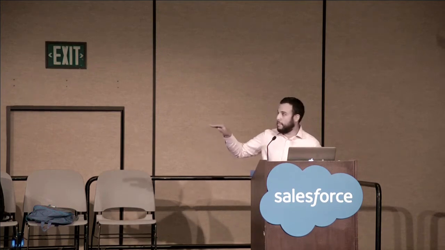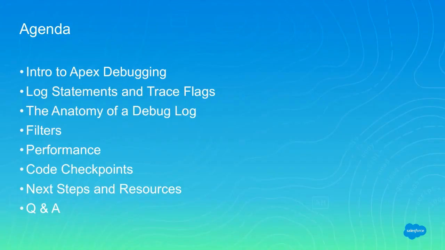So the first thing we'll do is an intro to Apex debugging. Then we'll look at log statements and trace flags. We'll check out the anatomy of a debug log, see what goes into a debug log. We see that big output of information, but we don't always know what all of that stuff means. We'll take a look at filters, some performance debugging tips, code checkpoints, and then I have some next steps and resources that are available from Salesforce.